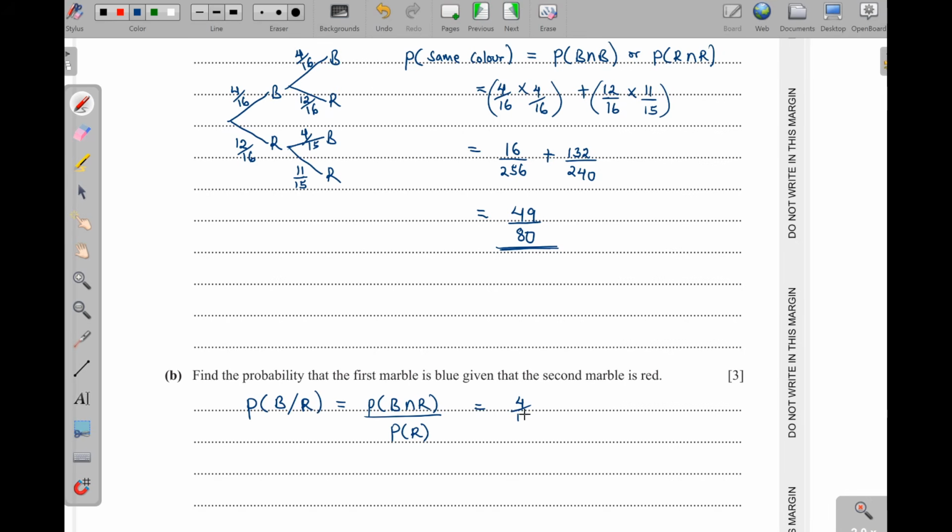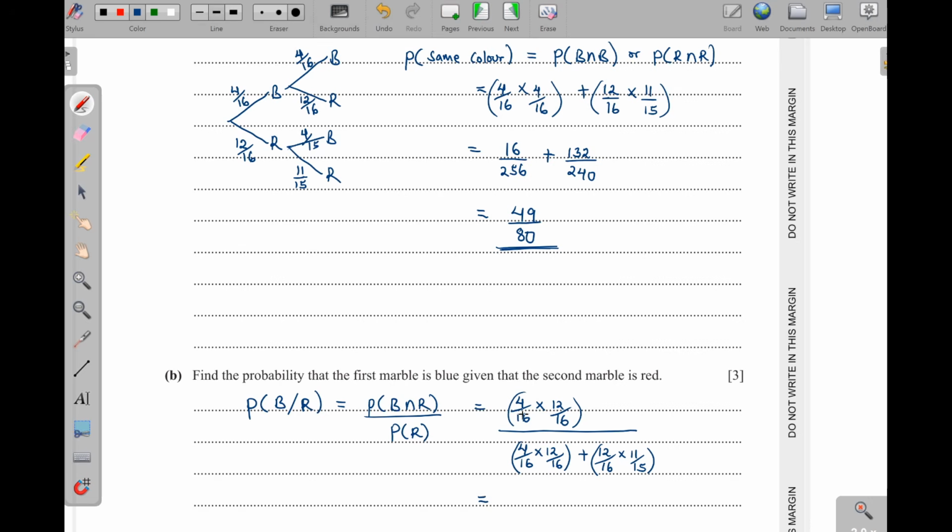Isn't that 4 over 16? And then red is 12 out of 16. This is the one we are having here. Then the second marble is red. So we can have this one here, blue, red, not so? And then we also have red, red. That is the total probability for getting red. So we shall divide by 4 out of 16 times 12 out of 16, then plus 12 out of 16 times 11 out of 15.